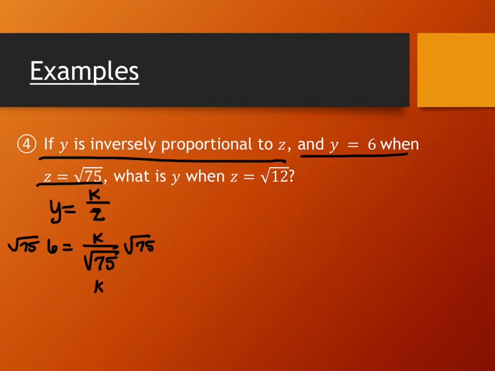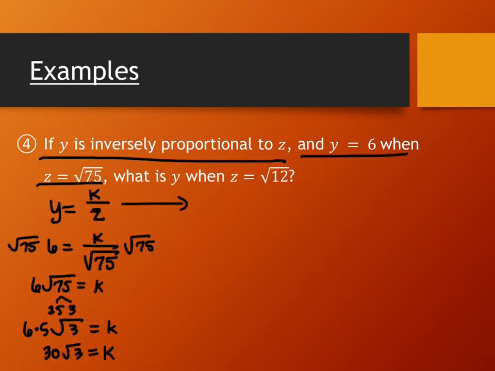So my k value is 6 square roots of 75. That isn't simplified. Like I said, it's a little odd that they gave it to you that way. But if you'll remember, 75 is 25 times 3. So this would be 5, square root of 25 is 5, times 3. So 6 times 5 square root of 3, or 30 square roots of 3. So that's my constant of variation for k. So this function is actually the same as y equals 30 square root of 3 over z.